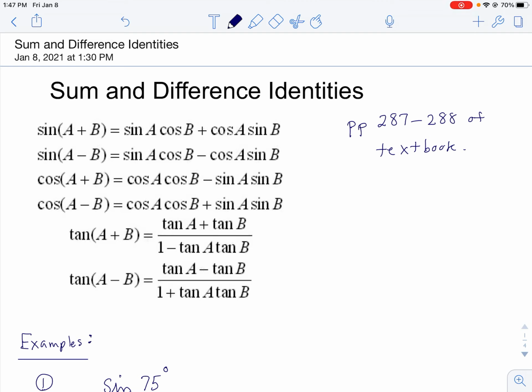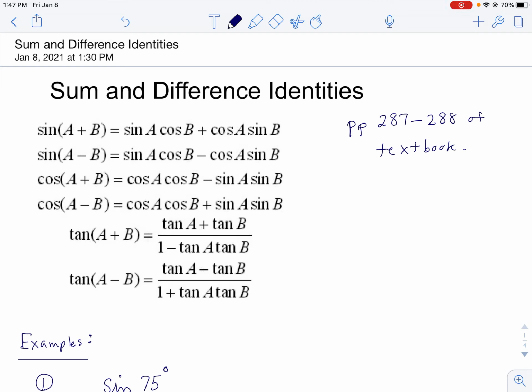These identities you can find in your textbook on pages 287 and 288. It's section 6.1 of your textbook. Hopefully you have that textbook in front of you. Okay, so it's a bunch of formulas, big surprise.